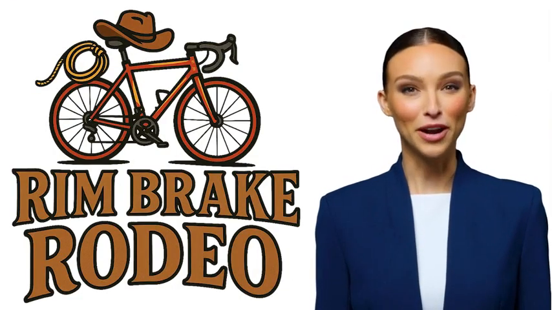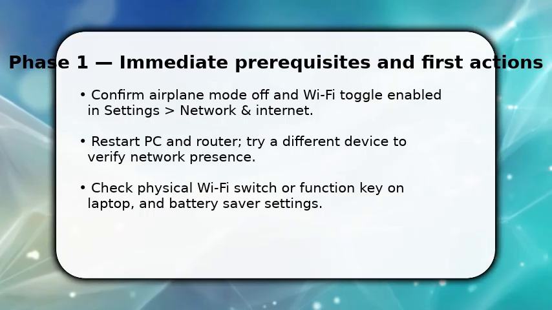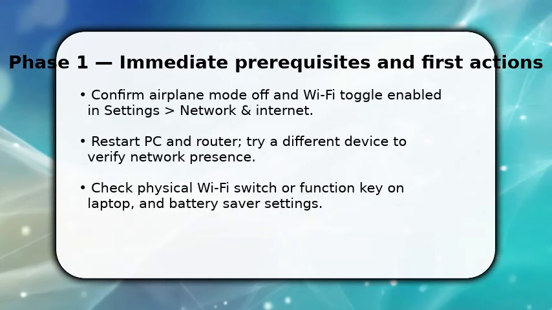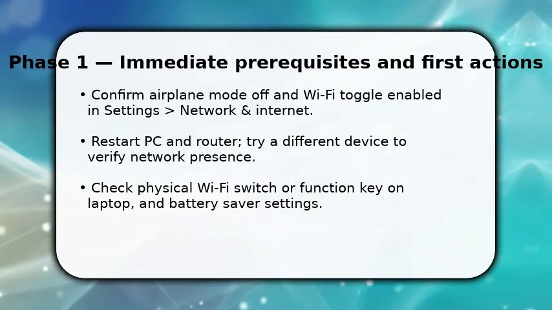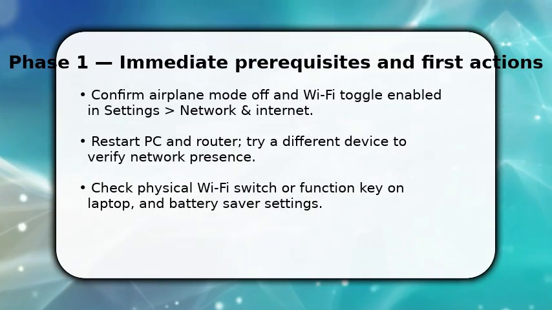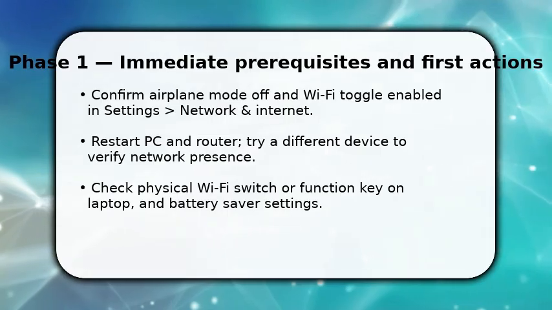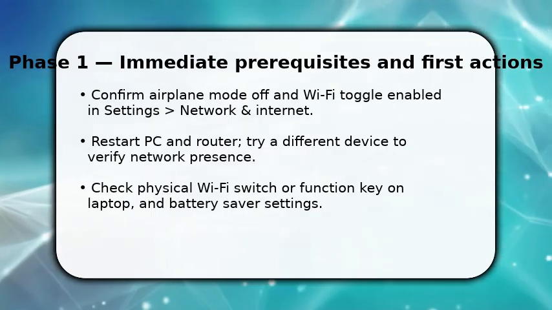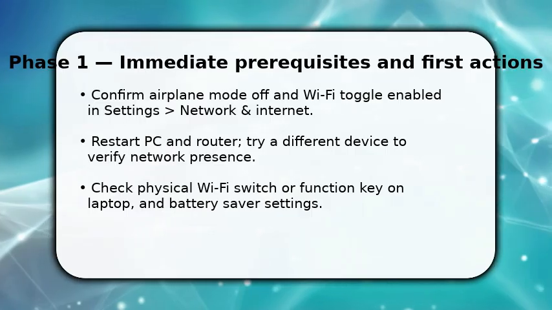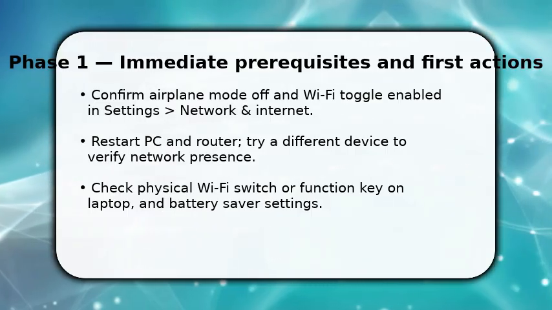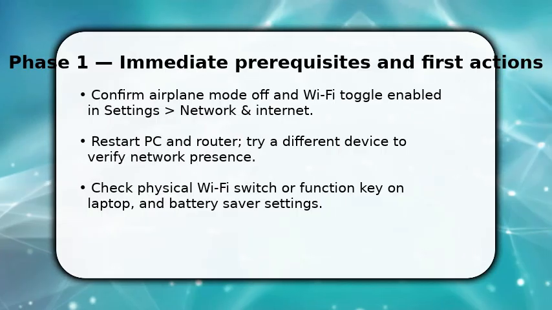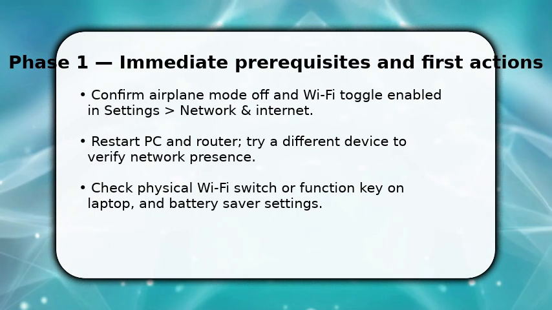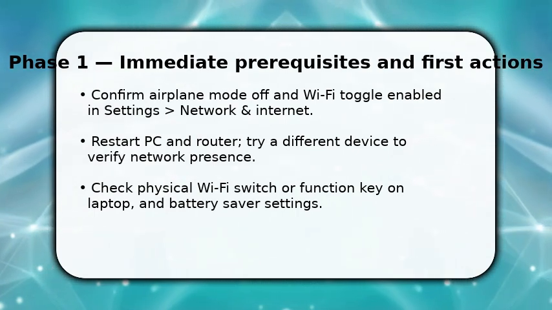We hope this video helps. You begin by doing the quick but essential checks so we can rule out basic causes. First, confirm airplane mode is off and the Wi-Fi toggle in Settings Network and Internet is enabled. If you haven't already, restart both your PC and the router because transient faults disappear after a reboot. Once done, test another device to make sure the network exists. Also inspect any physical Wi-Fi switch or FN key on your laptop and disable battery saver, which can disable adapters.